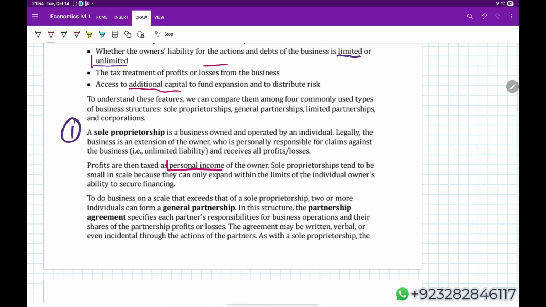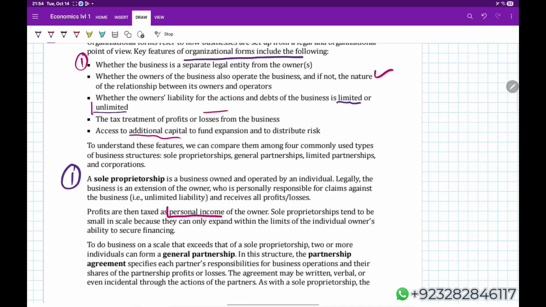When we talk about general partnership, and if we apply all these factors, legally the partnership business is not separate. Again, it's just an extension, it is not separate. The partnership business is not separate. The partners are not separate legally from the business.